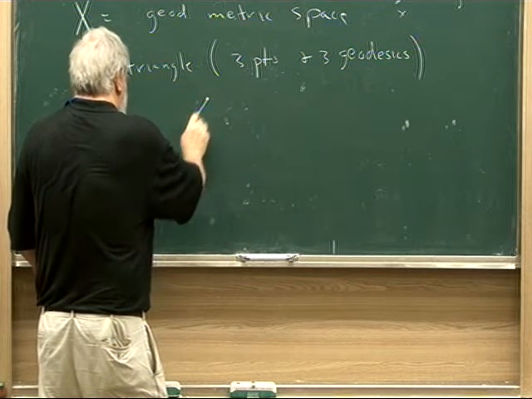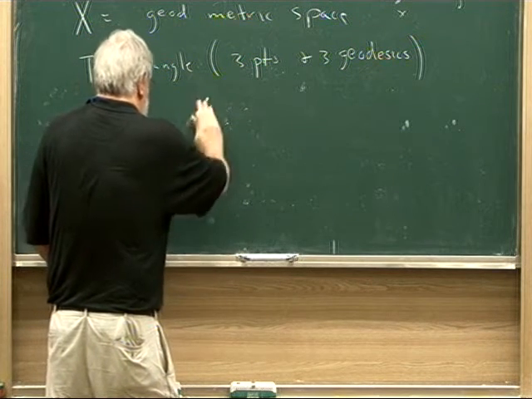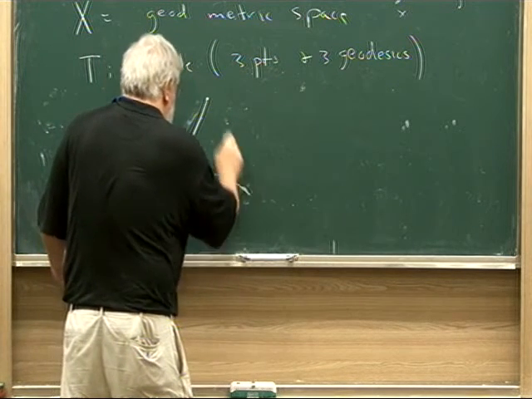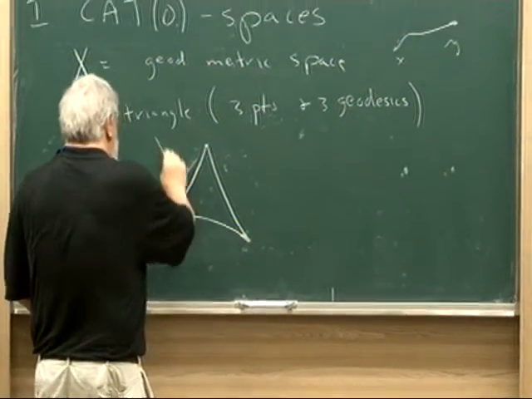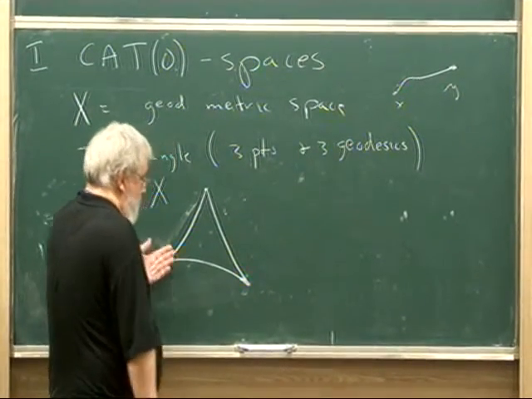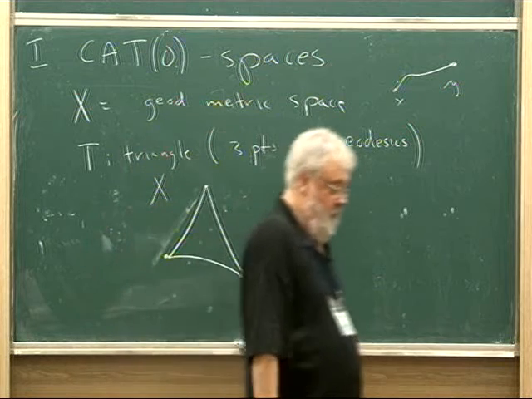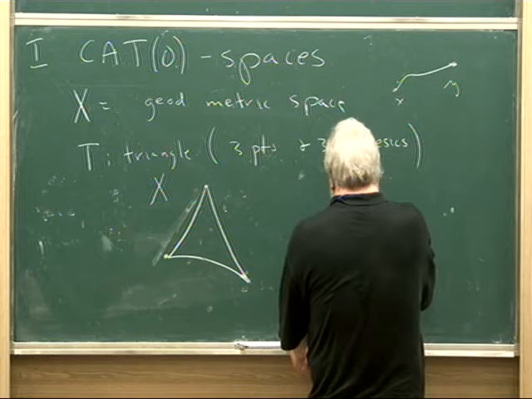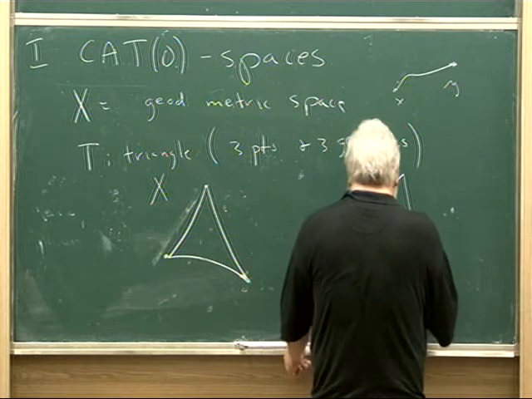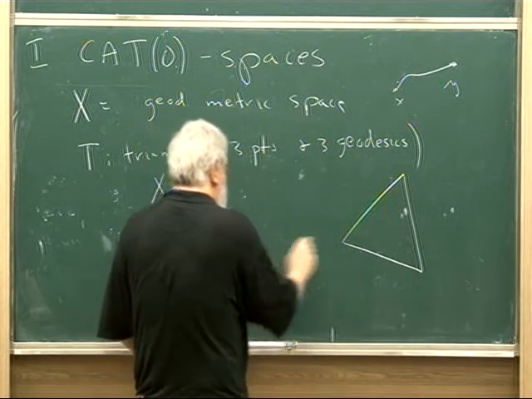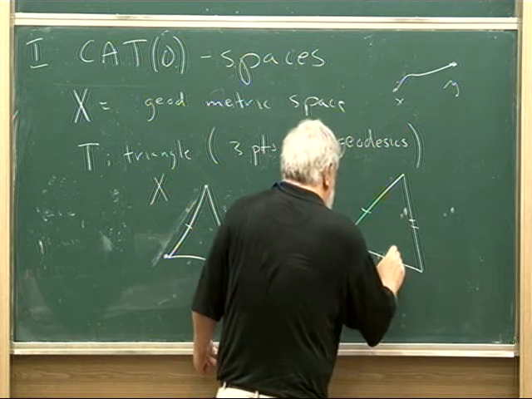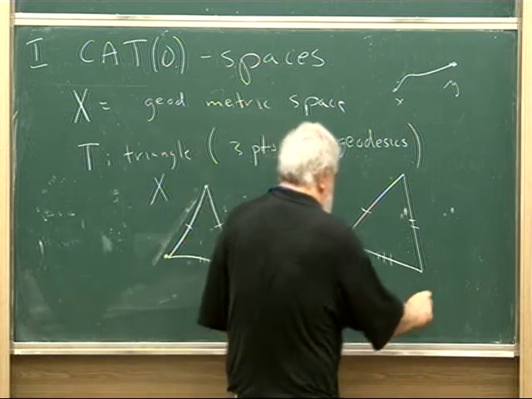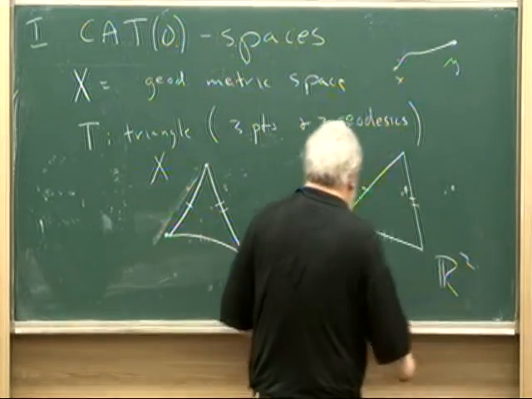So now I'm going to describe what's called the CAT(0) inequality. Take 3 points in your space X. You join those by geodesic segments, so this is all in X. Now those are 3 distances. It's a metric space, so they satisfy the triangle inequality, so you can find three edges in Euclidean space with exactly the same lengths. So this is in R^2 or E^2.